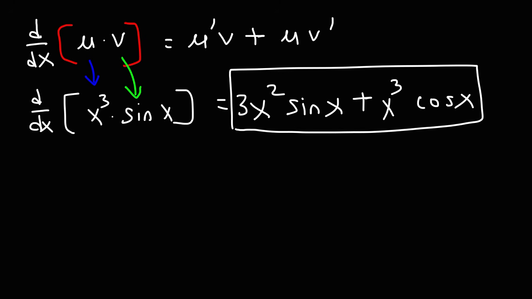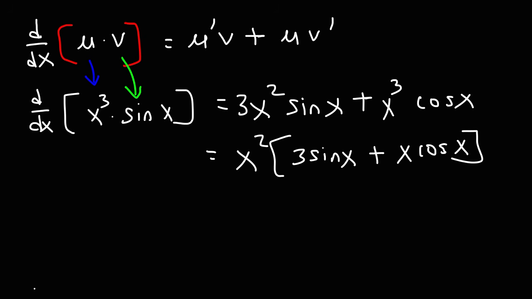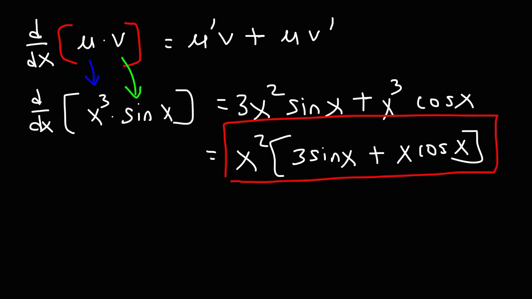Now for those of you who want to simplify it, you could factor out the GCF, which is x squared. If you decide to do that, here's what you're going to get. Taking out x squared in the first term, you'll be left with 3 sine x. Taking out x squared in the second term, you'll be left with x cosine x. So you could leave your answer in this format if you want to. Now let's try another example.